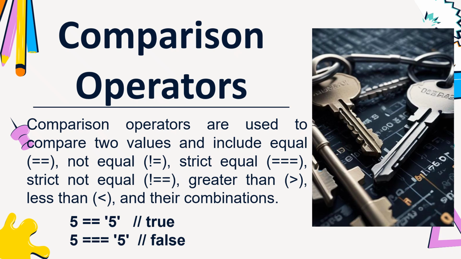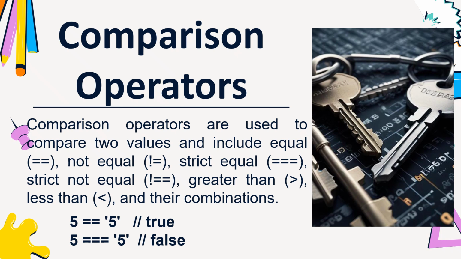Comparison operators. Comparison operators are used to compare two values and include equal, not equal, strict not equal, greater than, less than, and their combinations. Consider these two examples. 5 equal to 5. That is, the left side 5 is an integer value. The right side 5 is also an integer. So it gives the output true.